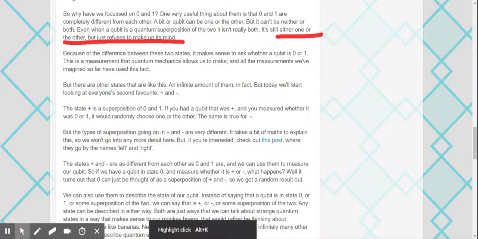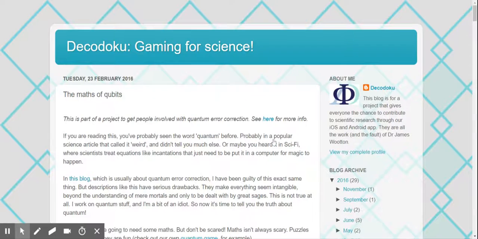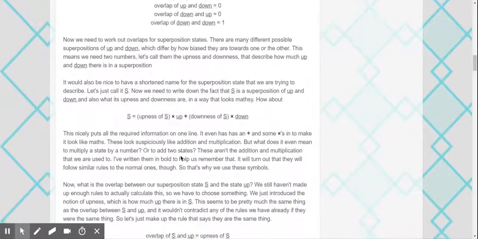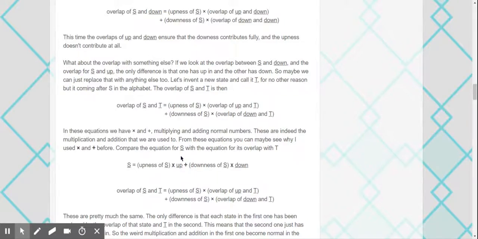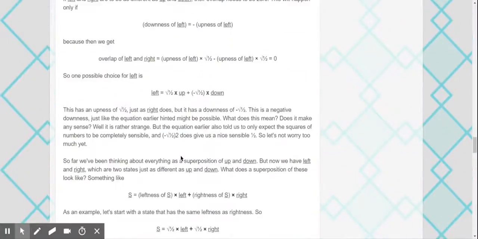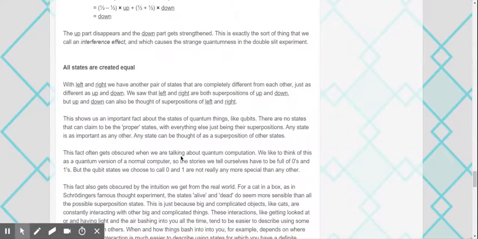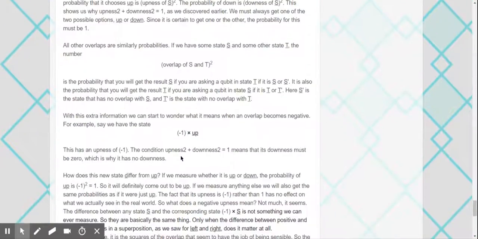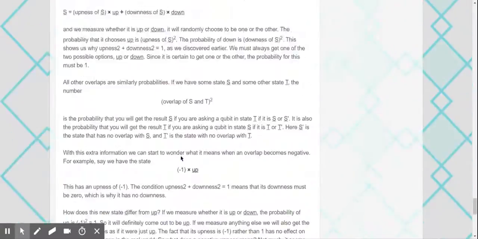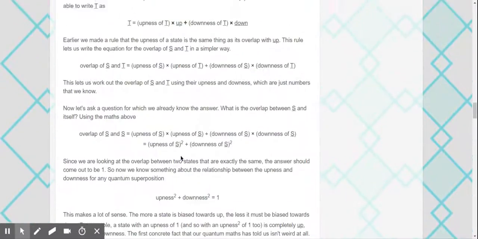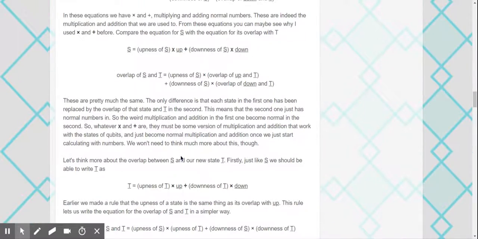They go by the names left and right. The maths of qubits. Why haven't I found this before? I mean, it's probably not worth reading, but maybe I'll give it a try. Seems like a rather high level explanation of the maths behind that.